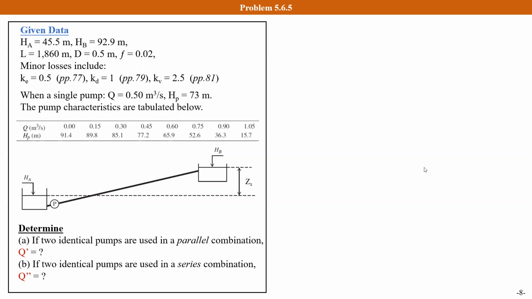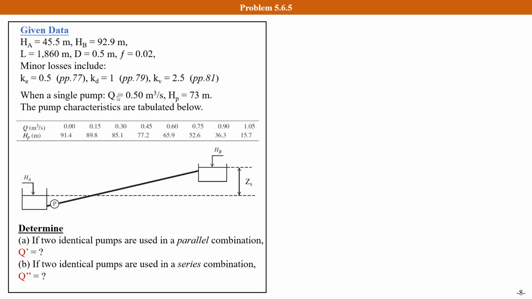Okay, let's take a look at problem 4. It is also a two-pump problem. In this problem, we already know the water surface elevation in reservoirs A and B. We also know the length, diameter, and friction factor of the pipe, and the coefficients of the minor losses. The minor losses come from the entrance, the discharge, and the valve.